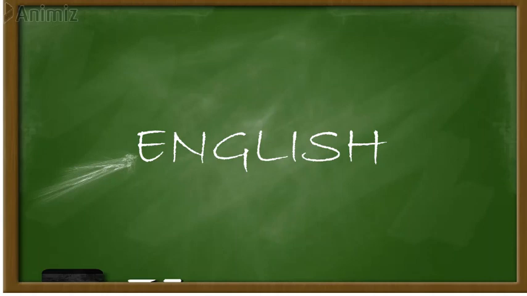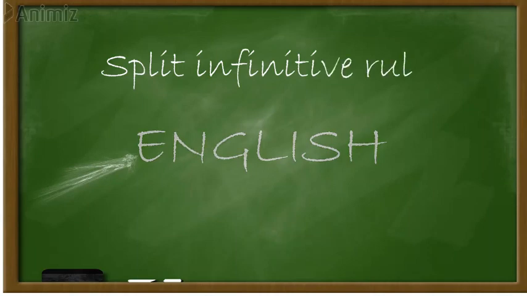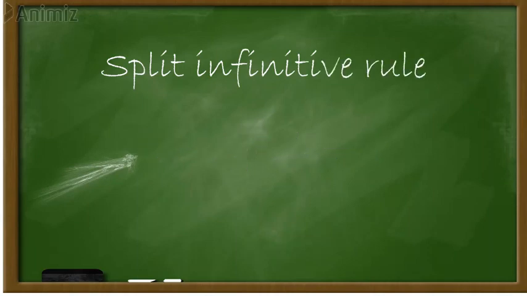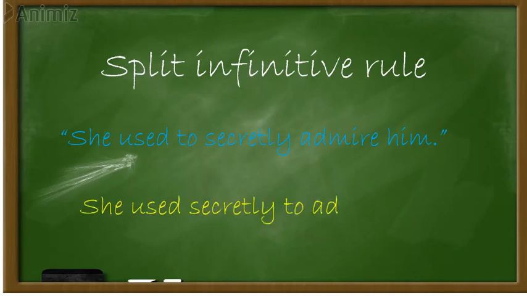For example, did you know that the famous split infinitive rule is actually derived from Latin, a long dead language? Stick to it too closely in English and you end up with some pretty unnatural sounding sentences like "she used to secretly admire him." While some people think it should be avoided at all cost and would rewrite the sentence as "she used secretly to admire him."